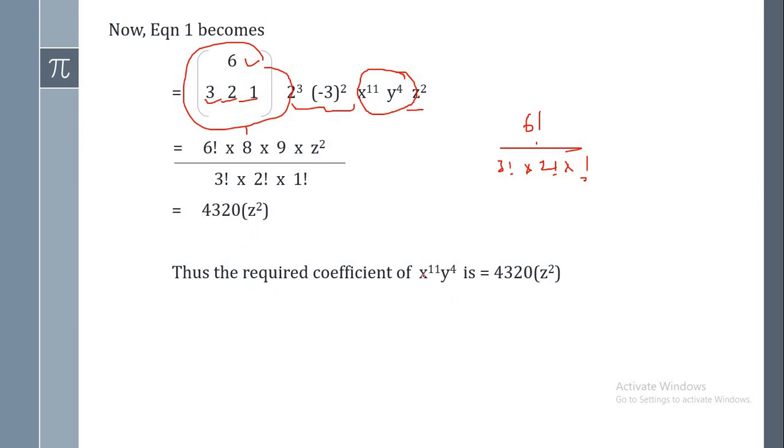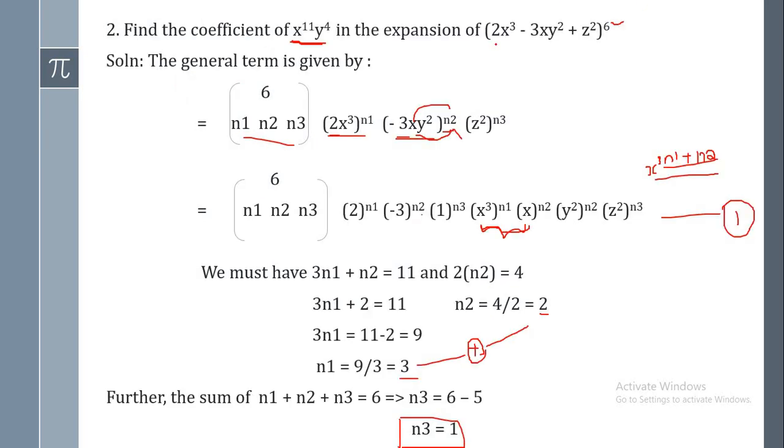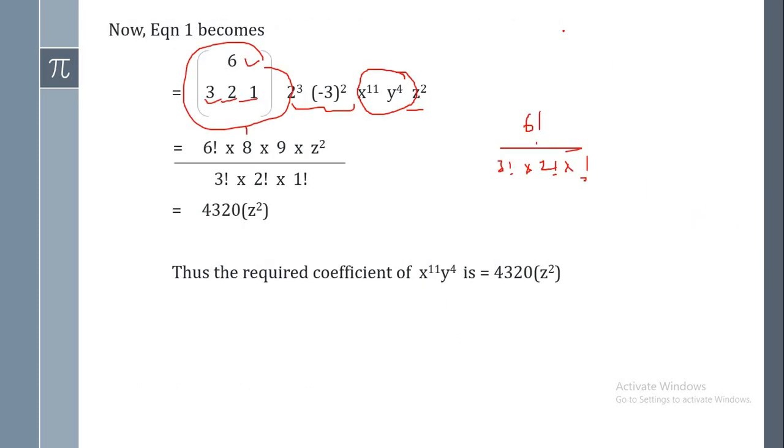Thus the coefficient of x power 11 and y power 4 in the expansion of this term, 2x cube minus 3xy square plus z square whole power 6, is 4320 into z square. So this is how we will solve the equations using binomial theorem.